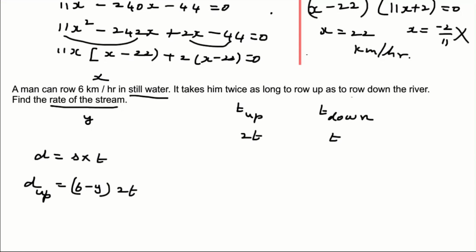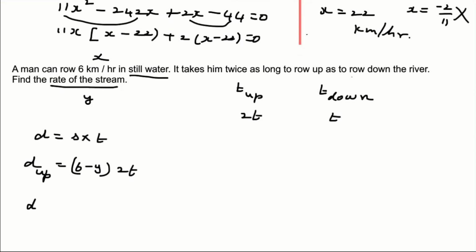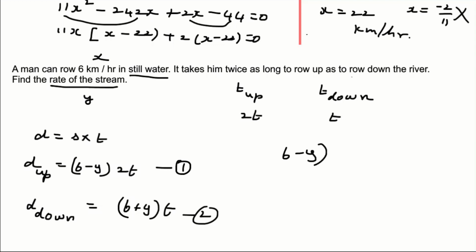Similarly, distance to go downwards is also speed into time only, but here speed is 6 plus y into time t. In either case, the distance he is going to cover is the same. So the left hand side is equal. So equate the right hand side: (6 minus y) into 2t is equal to (6 plus y) into t.